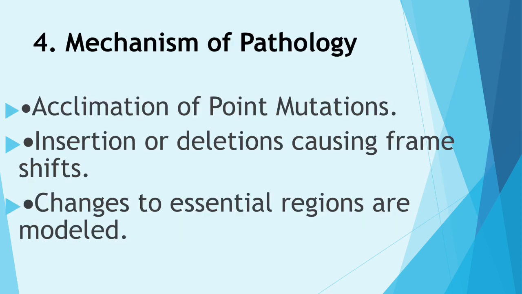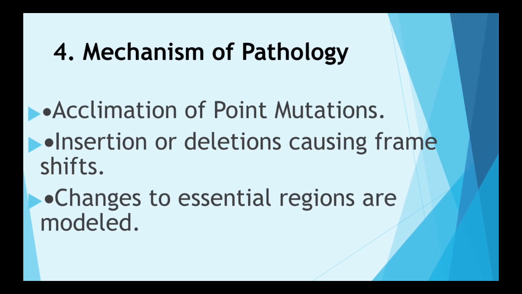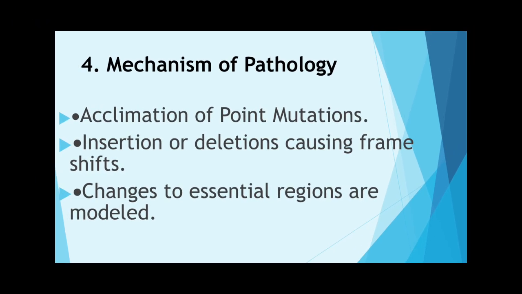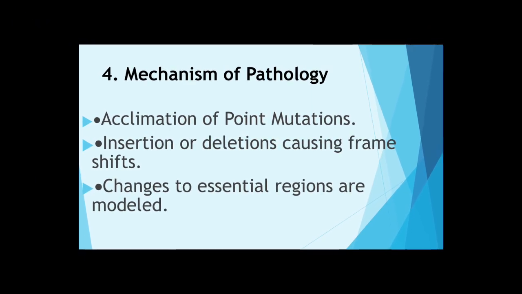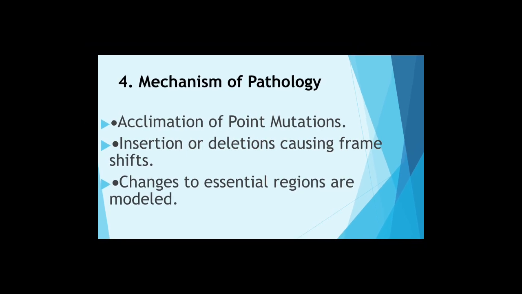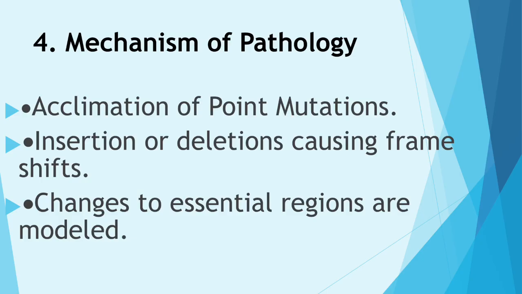The fourth topic here is mechanism of pathology. You could have accumulation of point mutations. So the genetic mutation could be as a result of accumulation of point mutations. It could be caused by insertions or deletions, causing frame shifts. You could have changes to essential regions being modeled. All these are forms of genetic mutations that can result in pathologies that affect the biochemical pathways.